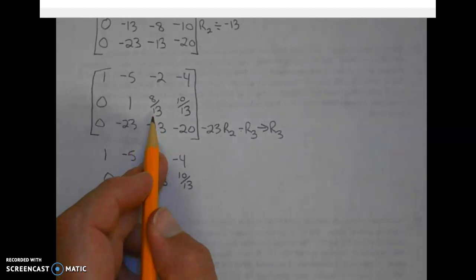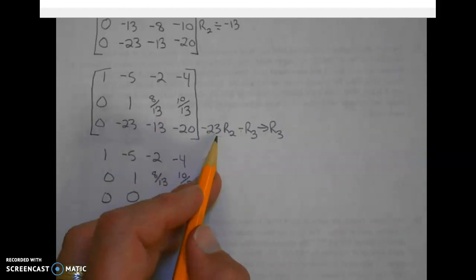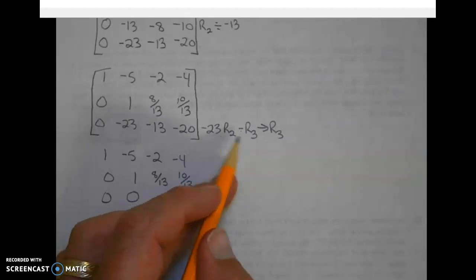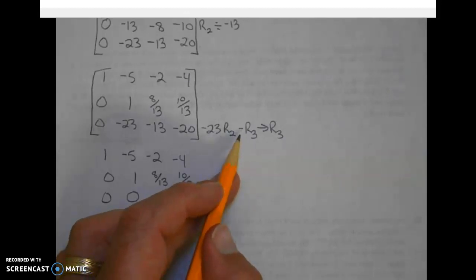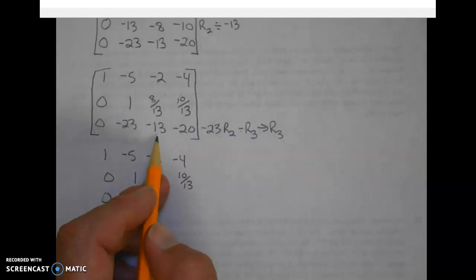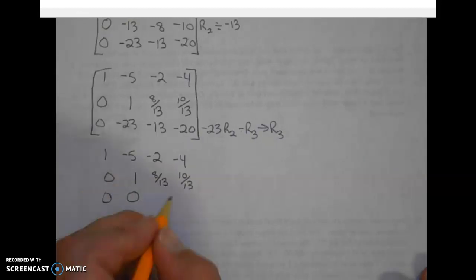Okay, this is where we would probably want to get the calculator out. So I'm going to get my calculator out here and do the math. So we got 8/13 times negative 23 minus negative 13. Got to be real careful. All right, so we're going to get a negative 15/13.